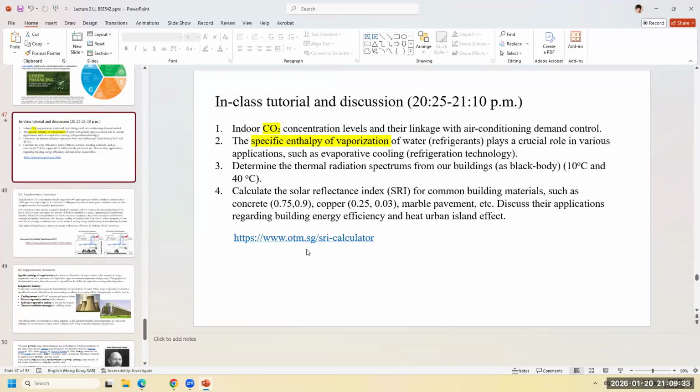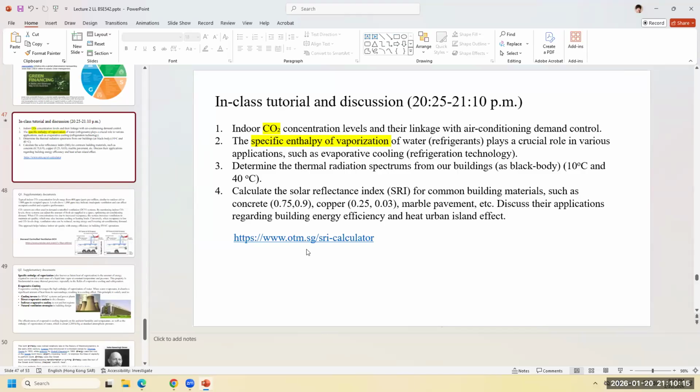The first example is concrete, with reflectance 0.25. This is reflectance, and emissivity is 0.9. This is for concrete. I think we just did the calculation. And then for copper, its absorbance is only 25%, but for concrete, high absorption, right?